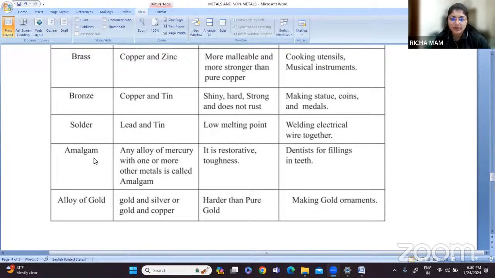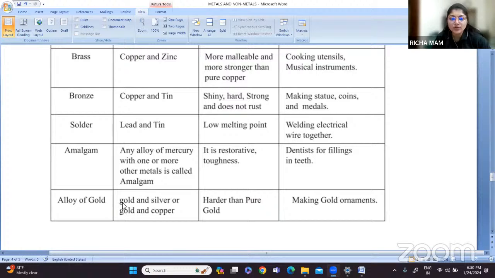Next is amalgam. Any alloy of mercury with one or more other metals is called an amalgam. For example, sodium amalgam, NaHg. It is restorative, and its property is toughness. It is used by dentists for filling teeth. If there is some decay, when they do the digging, for filling up the teeth they use amalgam.